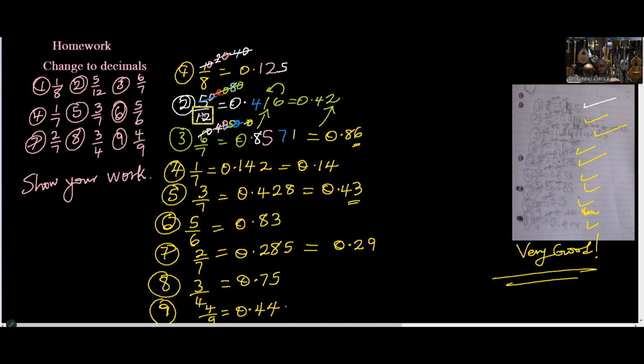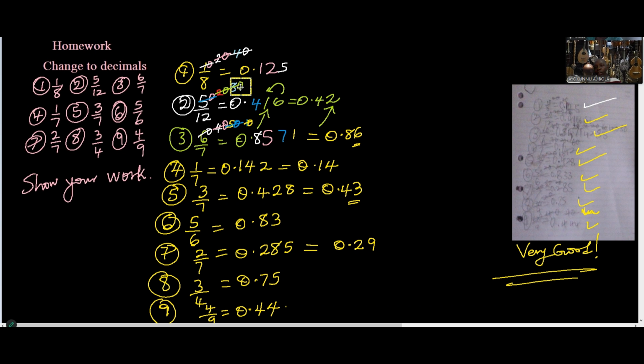5 over 12 is what we were given, and 12 cannot go in 5, that's 0. We put a 0, that's 50. 12 in 50 is 4, that's 48. Give us remainder 2. Then we put a 0. 12 in 20 is 1, remainder 8.